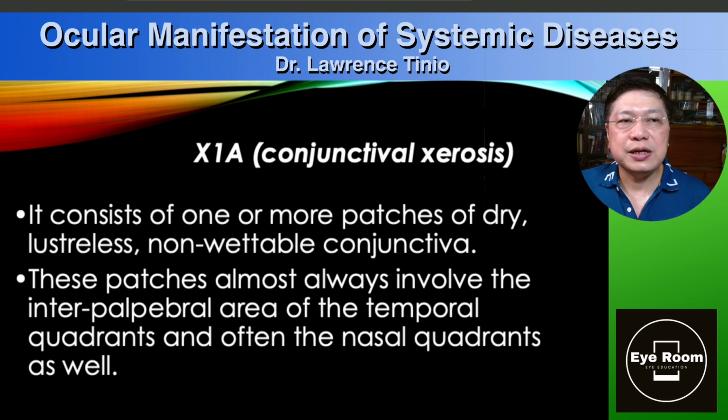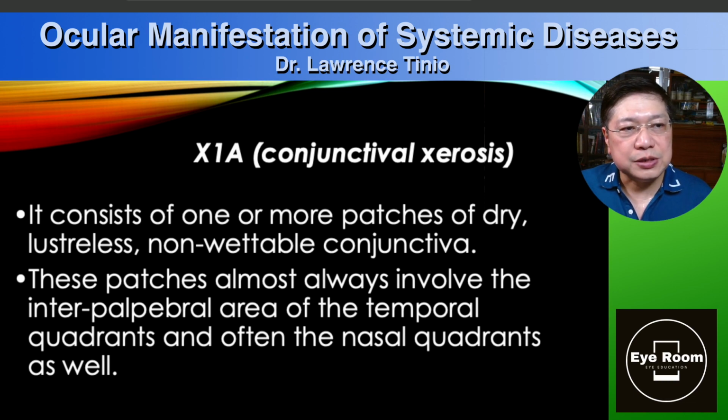Now, X1A or conjunctival xerosis consists of one or more patches of dry, lusterless, non-wettable conjunctiva. Lusterless means there's no shine. When you look at your patient's conjunctiva, or the white part of the eye, it's almost always shiny because it's wet, it's moist, so it's reflecting light.